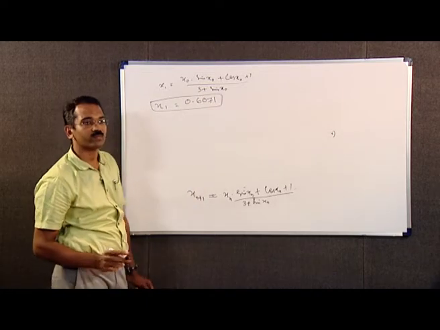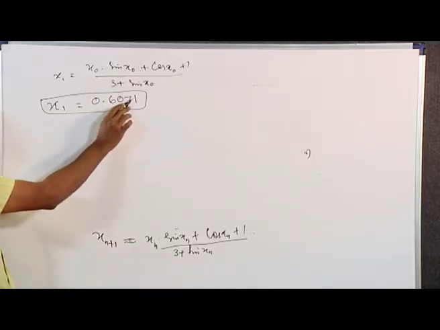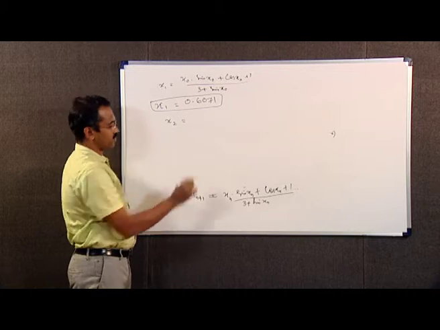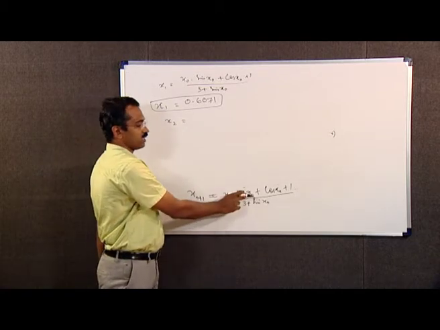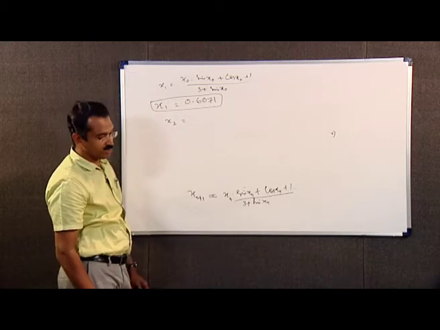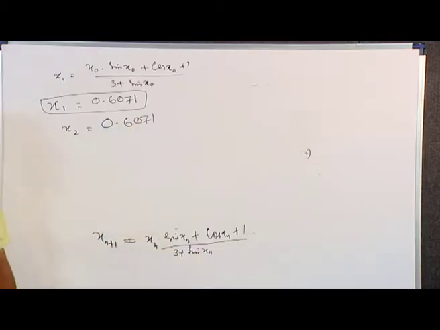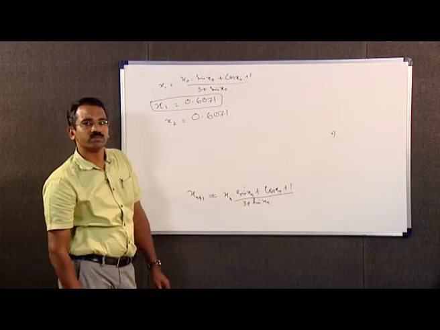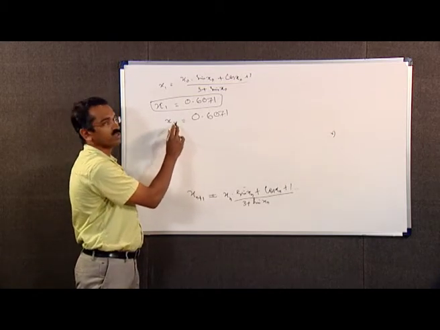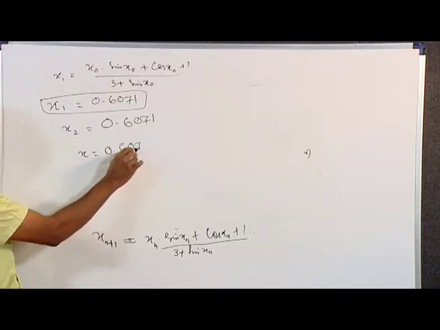Now, we put this x1 equal to 0.6071 in this formula, we will get the second approximation x2 as x1 into sin x1 plus cos x1 plus 1 all divided by 3 plus sin x1. On simplification, we will get 0.6071 again. Approximately they are equal. Therefore, we can conclude that the approximate root of the given equation is x equal to 0.6071.